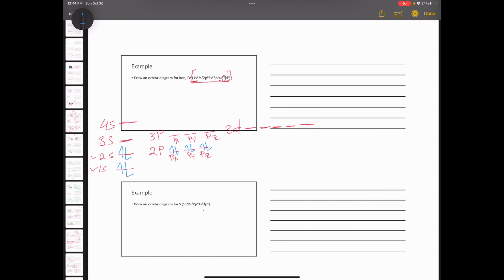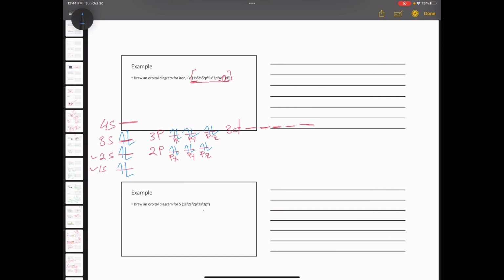All right, now we're up next to the third principal energy level, which is 3s2. How many electrons? 2. For the 3p orbital, I have 6 electrons. So that will be 1, 2, 3. That's a 3. The next 3 is going to be in the opposite direction.